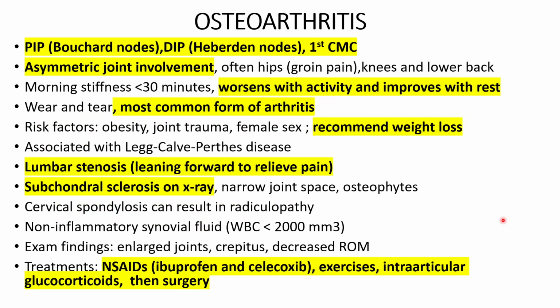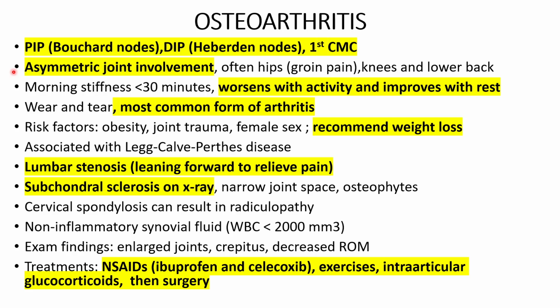Okay, on to osteoarthritis. So when it comes to osteoarthritis, we're going to have the PIP and DIP, as well as the first carpometacarpal joint involved. Again, I'll show you pictures of these in just a second. The PIP is going to be the Bouchard, DIP is the Heberden. Okay, and we have asymmetric joint involvement.